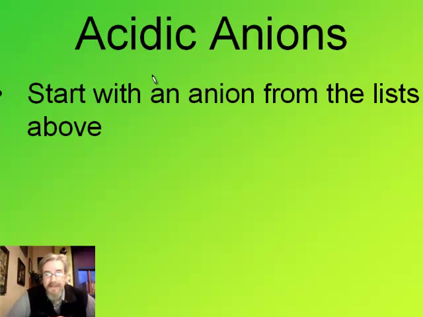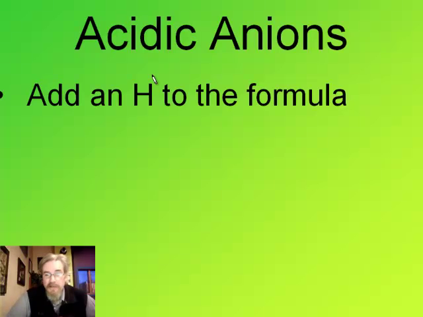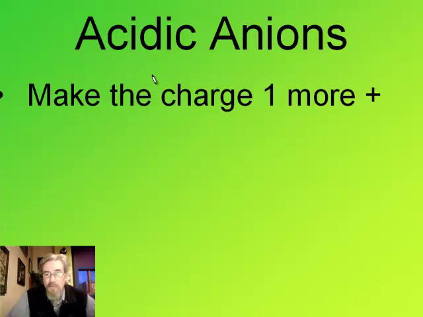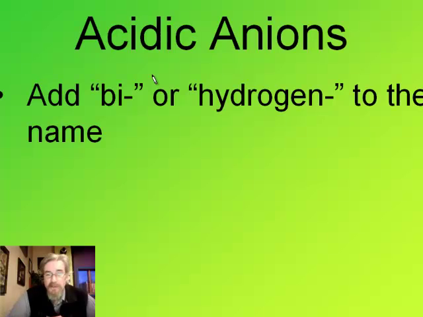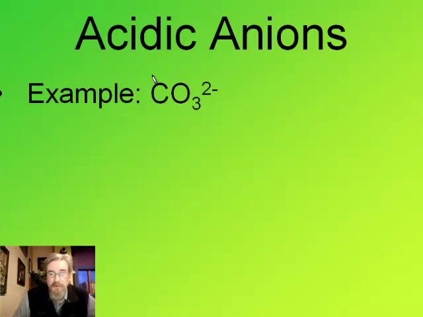There are also some acidic anions. If you take any of the anions practically from the lists above and do a little modification, you can create some more acids that are also on your list. So you start with any anion from the lists that you had up above, and then add an H to the front of the formula. What that does is it changes the charge. It makes it one step more positive than it was before. And what it does to the name is it adds the word part bi or hydrogen, your choice, either one, to the name. So let's do an example, starting with the carbonate ion.